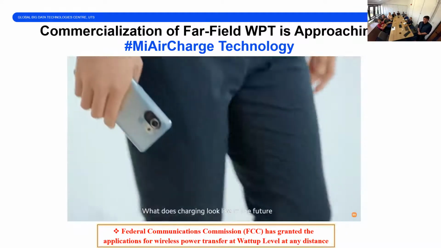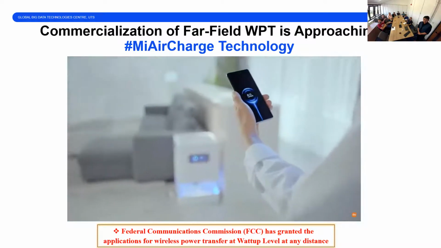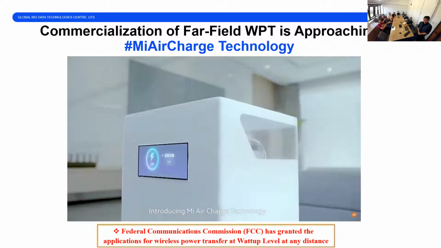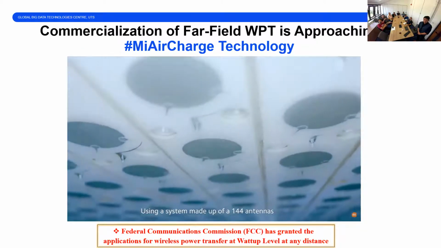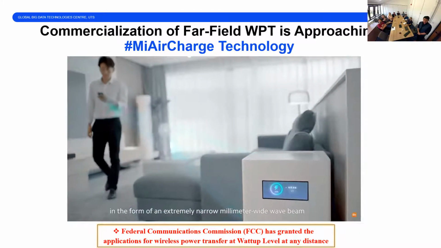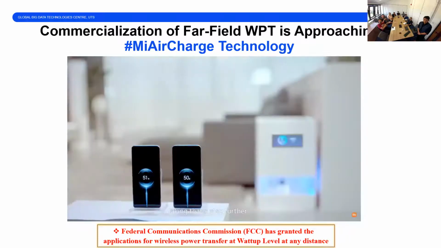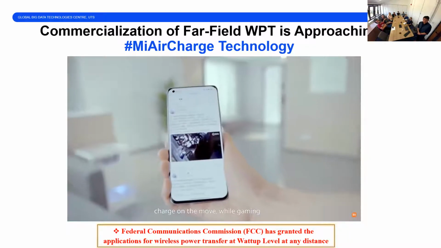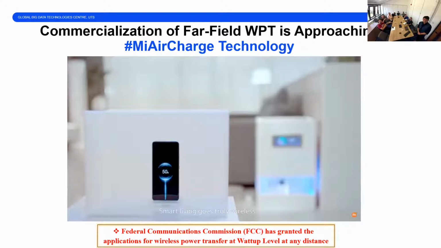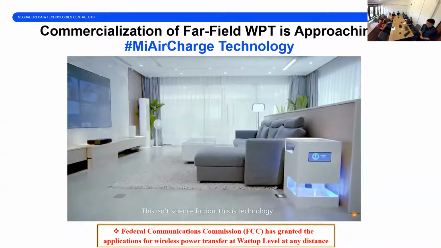What does charging look like in the future? Imagine walking into a room and your phone automatically begins charging. Today, we're bringing this closer to reality, introducing MiAirCharge technology. Using a system made up of 144 antennas, it transfers energy to the smartphone in the form of an extremely narrow millimeter wave beam. It also supports multi-device charging. Smart living will be truly this. This isn't science fiction. This is technology.